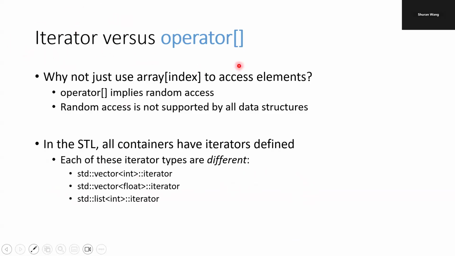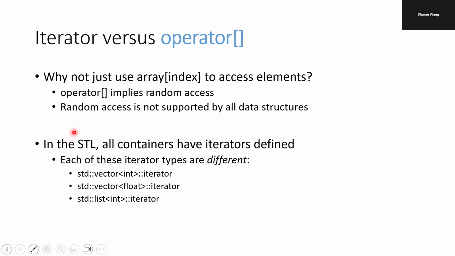Iterator versus the operator square bracket. Remember for arrays and vectors, we're able to use the operator square bracket to access elements in O(1) time. And this implies random access, which means that given the starting pointer for the container and given the index, you can access it basically by adding the starting pointer with the index, and access in O(1) time. But this is not supported by all data structures.